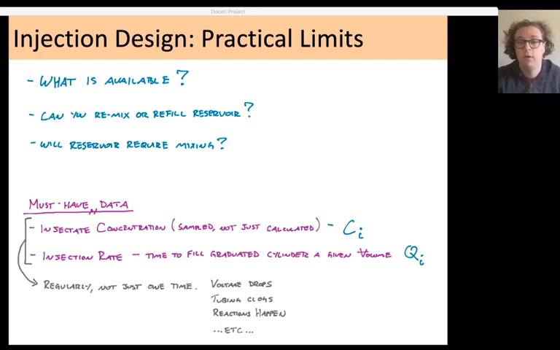Okay, so that's how we're going to design. Once we've got this design together, then I'll see you in the next video, where we'll talk about how to actually pull this off in the field.